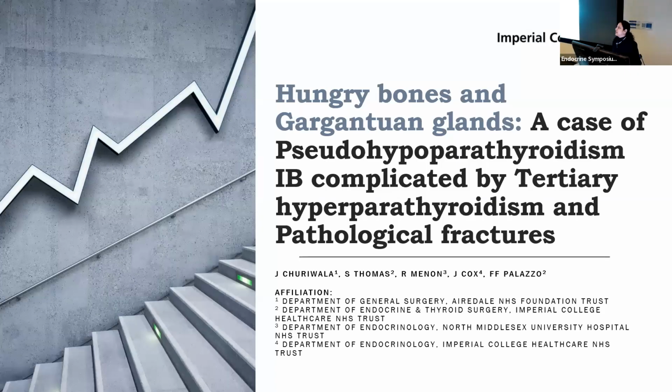Good afternoon, everyone. My name is Jayati Churiwala, and I'm here to present a case of pseudo-hypoparathyroidism with the aim of generating a discussion in the House of the nuances in its management, especially of the debilitating complications that it comes with. Disclaimer here, it's going to generate more questions than I'm going to be able to answer.